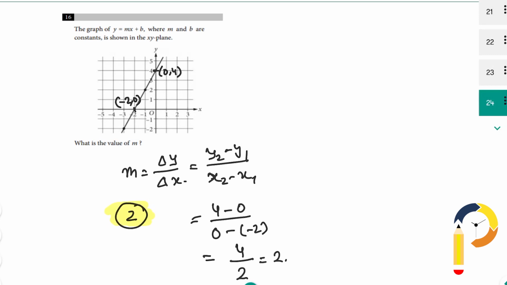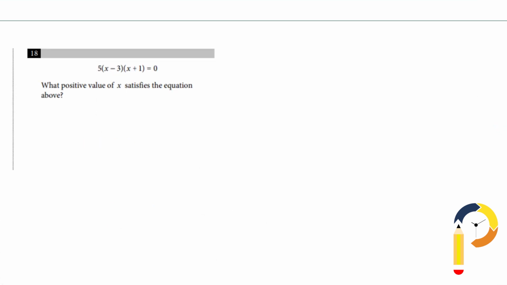Question number 17. Okay, this is question number 18 there. The equation given to us is 5(x minus 3)(x plus 1) equals 0, and the question is what positive value of x satisfies the equation above. Definitely the question will ask for the positive value only, because if you get a negative answer in a grid-in question, that means you are wrong. You need to check that again. So the answer of a grid-in question will always be positive.